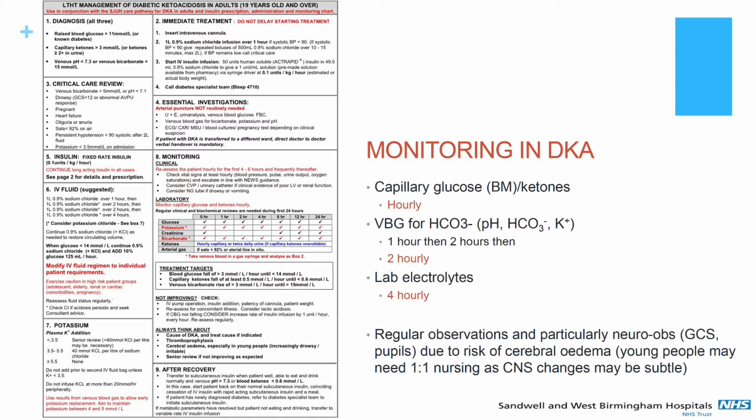We tend to do a VBG for the bicarb, pH, etc. at 1 hour and then 2 hours, and then usually every 2 hours continuing. The lab electrolytes we can do every 4 hours because we get quite a lot of those from the VBG anyway. We'll be doing regular observations, especially neuro-obs, because there is a risk of cerebral edema, especially in younger people.